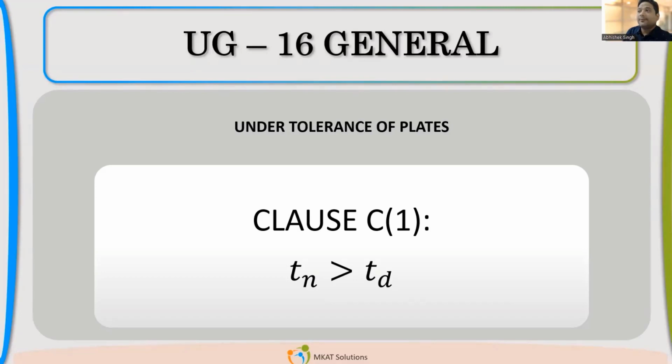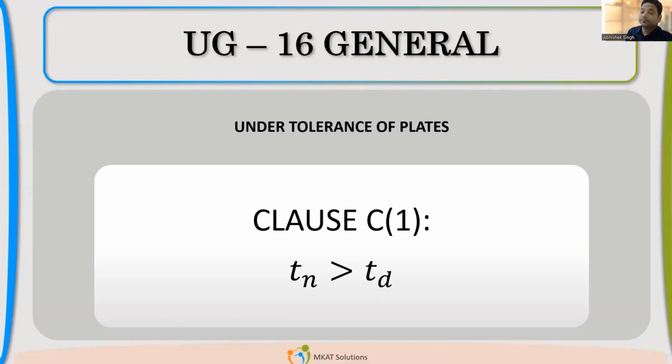Getting it? Like if my design thickness, calculated as per the ASME formula, comes to, let us say, 9.5, I'll have to order a nominal thickness more than that. It's logical also. I cannot order a 9 or 8 plate. I'll have to order a 10 plate. So that is the first requirement.